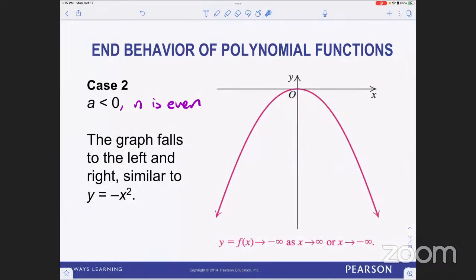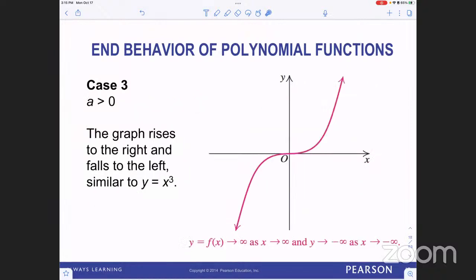Right. So we went through the 2 cases when n was even. Then there are 2 cases when n is odd. Here, we're still going back to the leading coefficient is positive, but now we want to consider when n is odd.